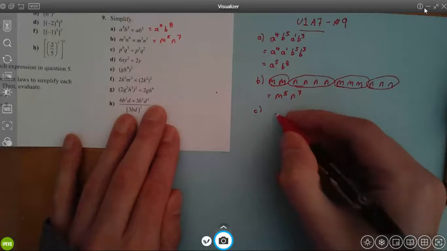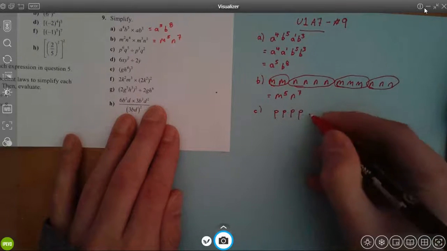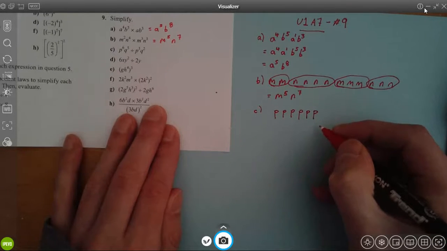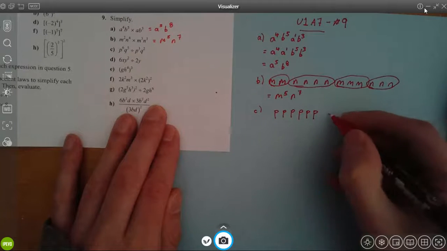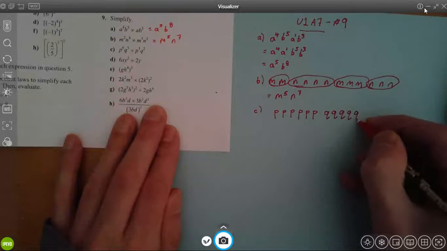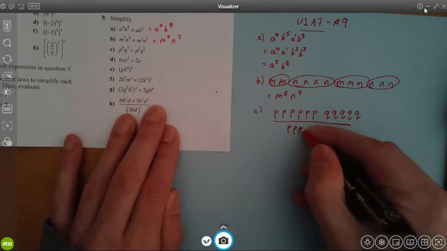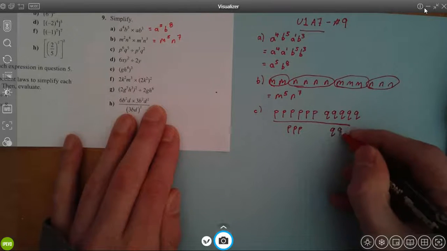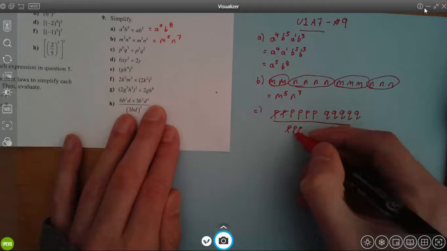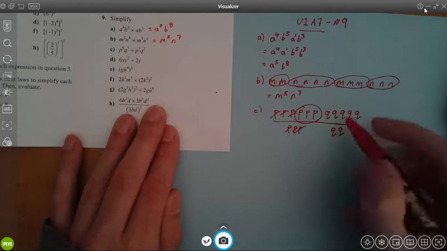I'll show you one example in long form. I think it's easier when we're talking about division to always think about division as just a fraction. I'm dividing the numerator by the denominator. So I've got 6 p's and 5 q's on top. On the bottom, I've got 3 p's and 2 q's. So p divided by p is 1, so that cancels out. P divided by p is 1. P divided by p is 1. So I'm left with 3 p's on the top.